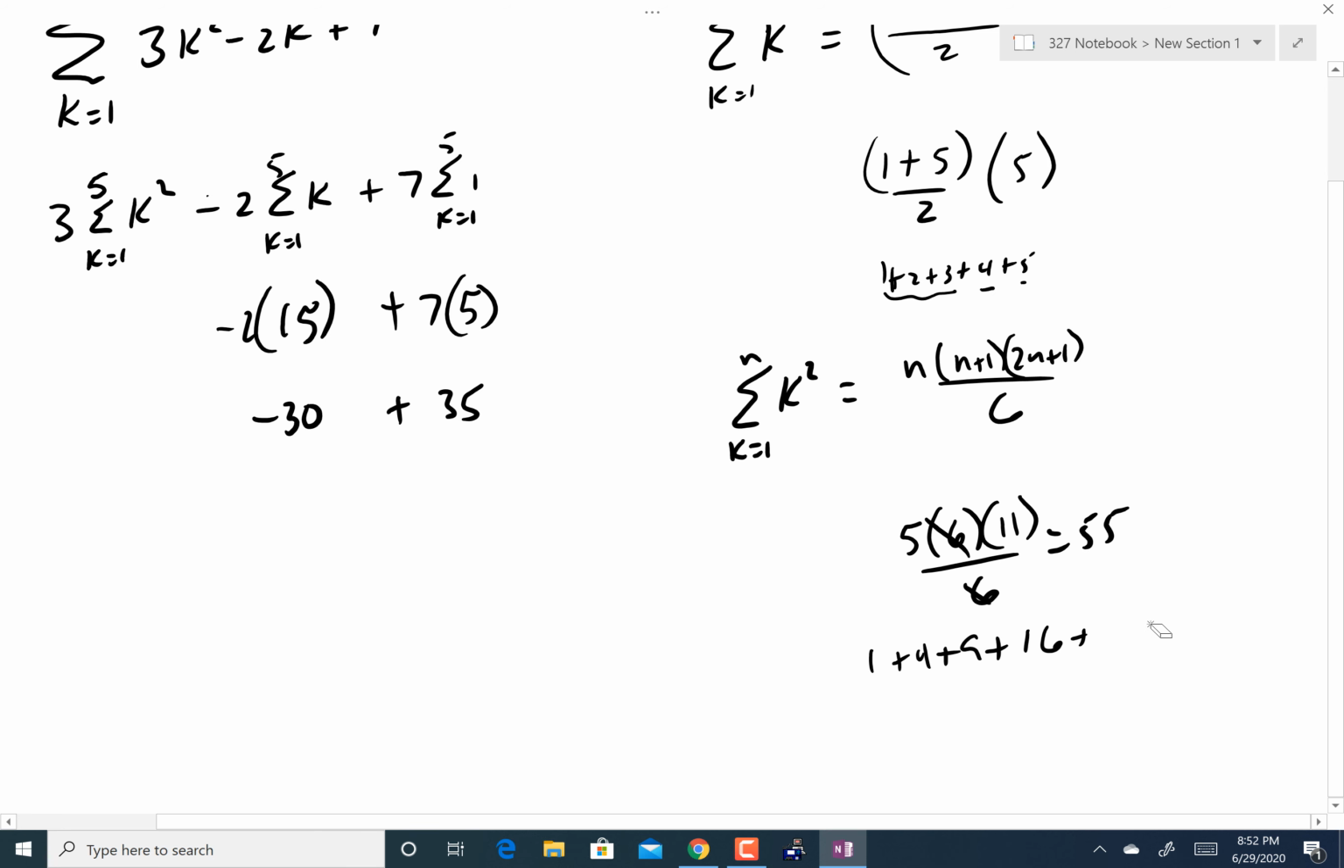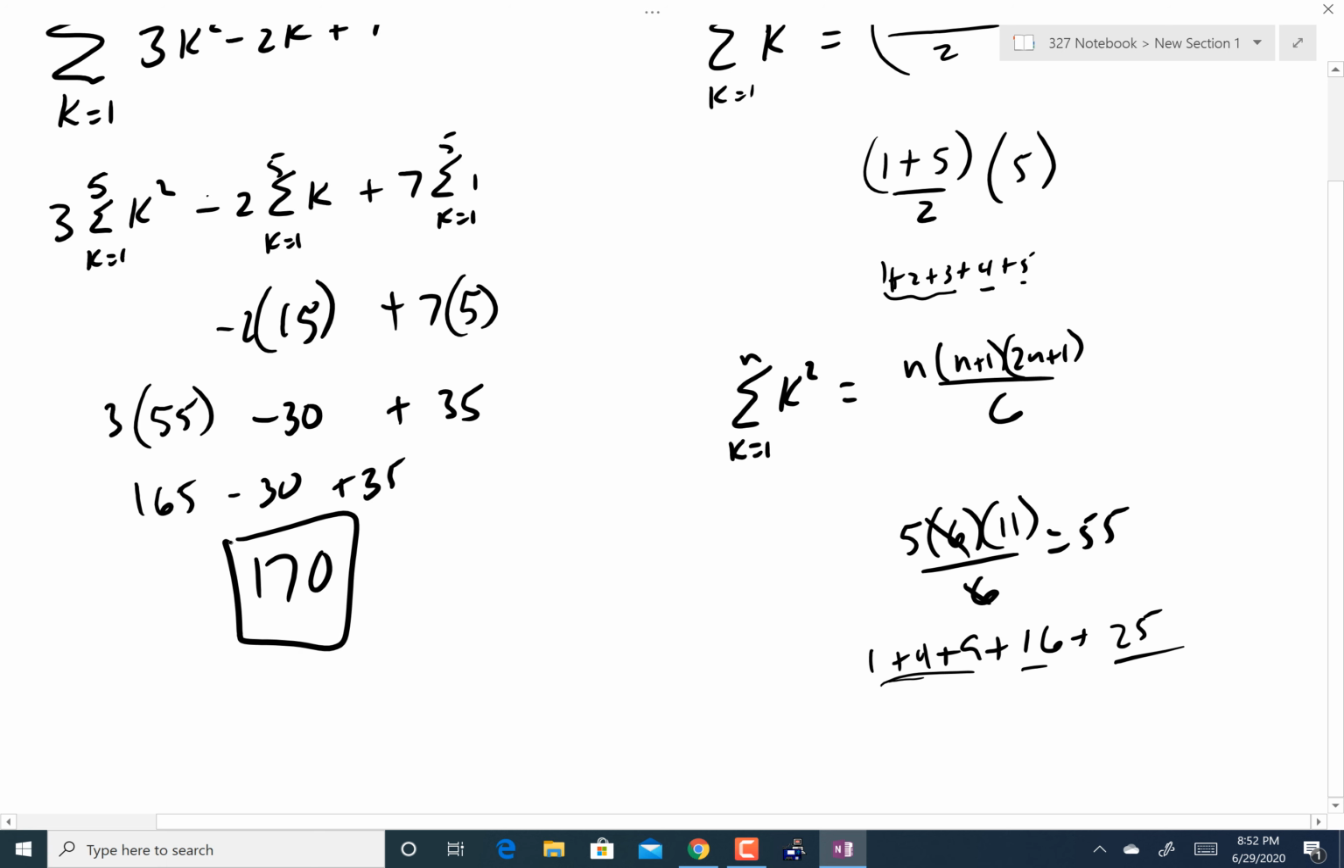Oh, 49, you dumbass, is 25. Okay, let's try it again. So it's 15, 30, 55. Yes. So 165 minus 30 plus 35. Well, that's 200 minus 30 is 170. Ta-da! And so that is where we use that.